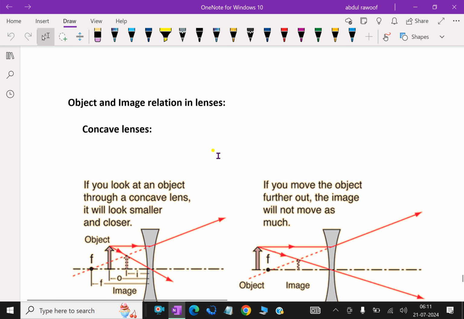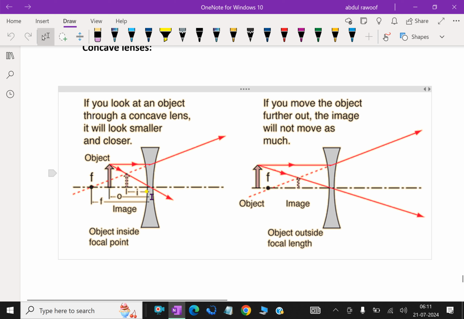You know the concave lens is thinner at the center and thick at the outer edge. If you look at an object through a concave lens, it will look smaller and closer. Look here. Here the object, same procedure, the ray is passing and goes like this and passes back through F. So the object inside the focal point, here this object is here, it is formed.